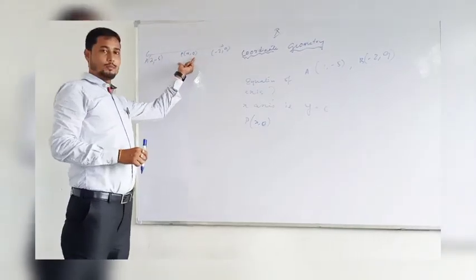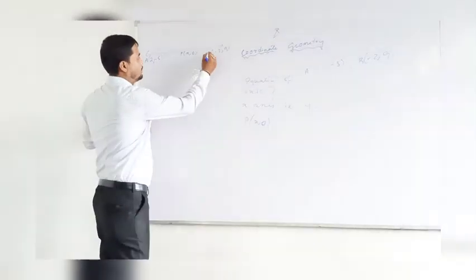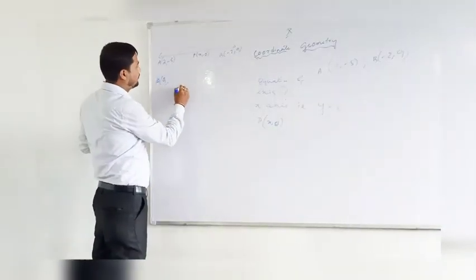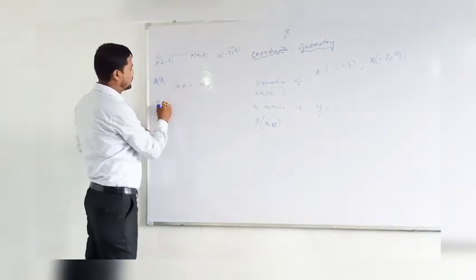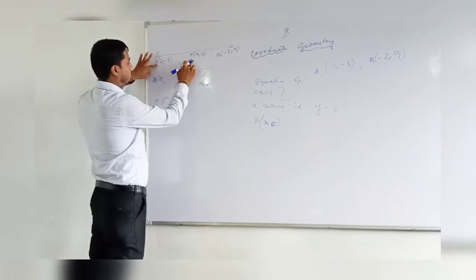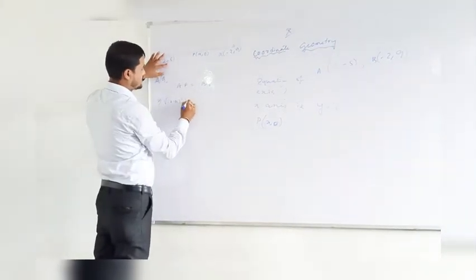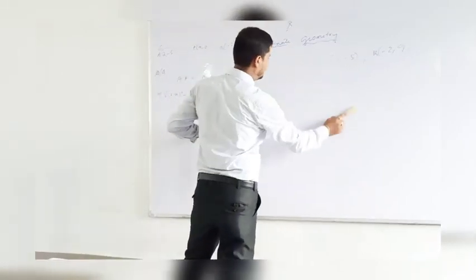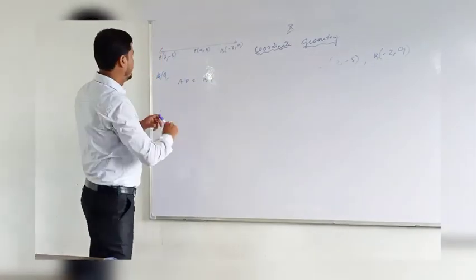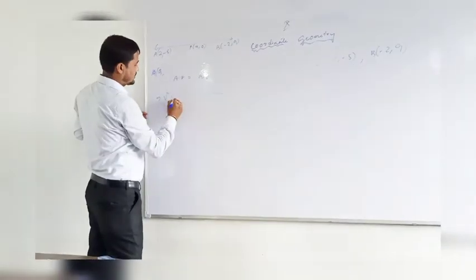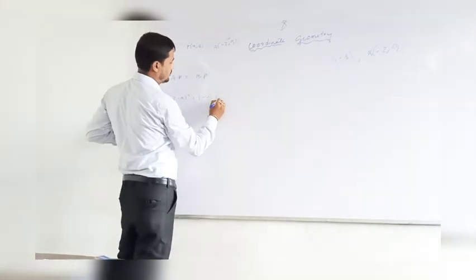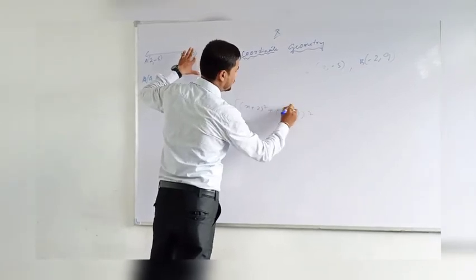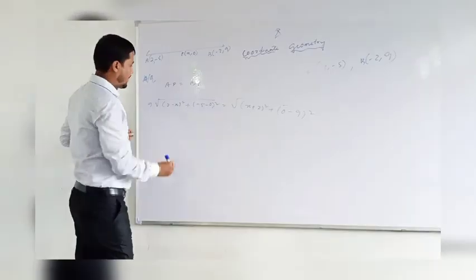The question says P is equidistant from these two points, A and B. So we can write AP equal to BP. AP is the square root of (2 minus x) whole square plus (-5 minus 0) whole square. BP is the square root of (x plus 2) whole square plus (0 minus 9) whole square.